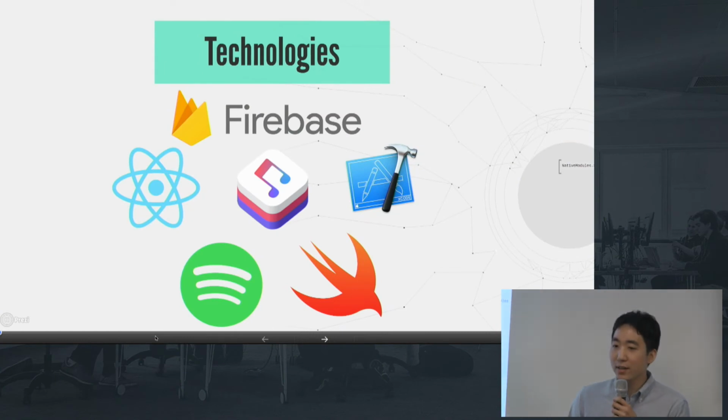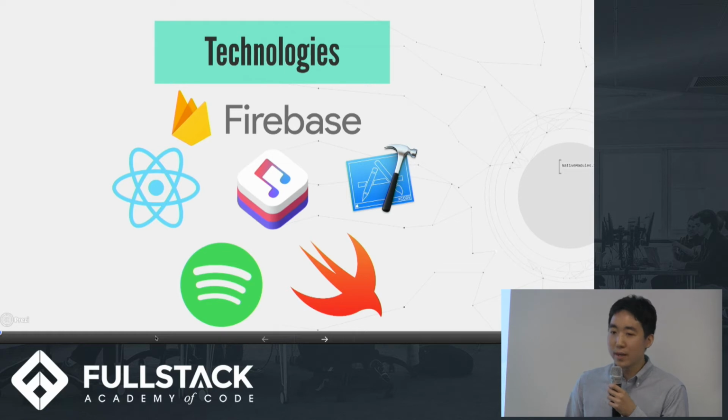Yeah, let's talk about the technologies we use and the technical diagrams behind Humm. In order to make a native iOS mobile app with JavaScript, we use React Native for the front end. For the back end, we use Firebase real-time database, Firebase cloud functions, and authentication. And of course, these two core Swift SDKs, Apple Music Kit and Spotify SDK. So let's walk through how data flows through these technologies.